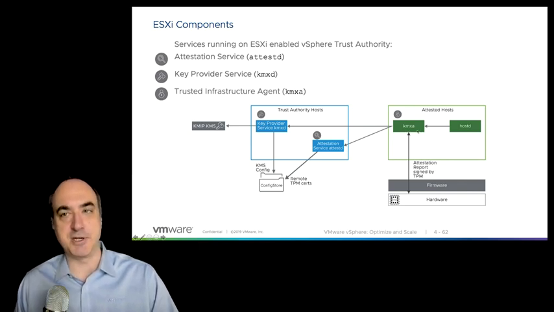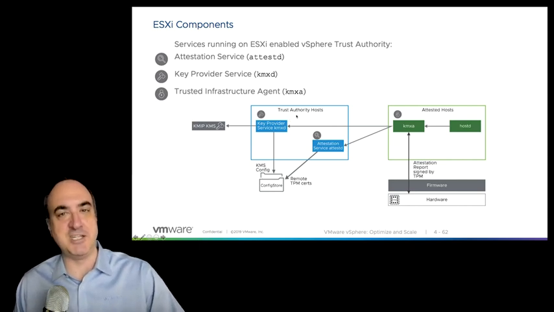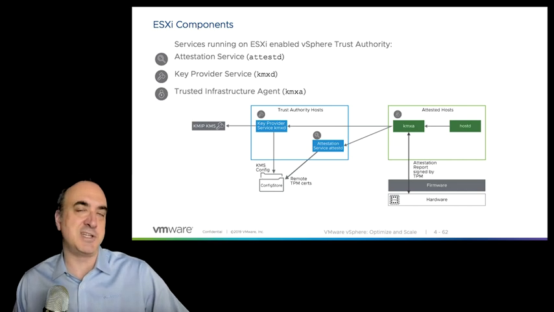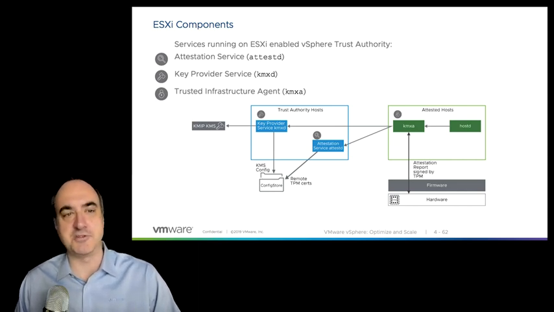However, the agent needs to be able to talk to somebody, right? Well, that means our trust authority hosts, the hosts that are in the actual VTA cluster, the cluster that's actually remotely attesting all these compute clusters out there, they're running what's called the attestation service, also known as attest-D, right?